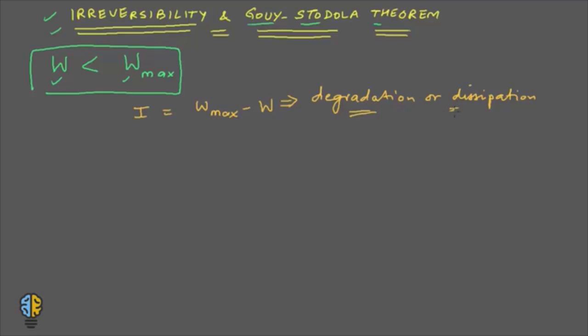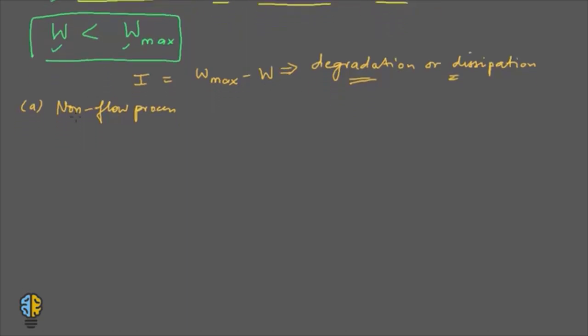Alright, so let's move forward now. Let's analyze the irreversibility for two cases. The first case, let us put it as case A. Let's apply this for a non-flow process, between the equilibrium state, when the system exchanges heat only with the environment. So non-flow process means a closed system.